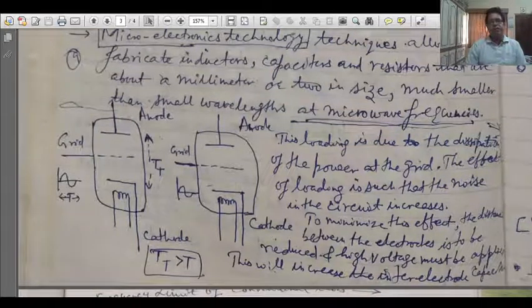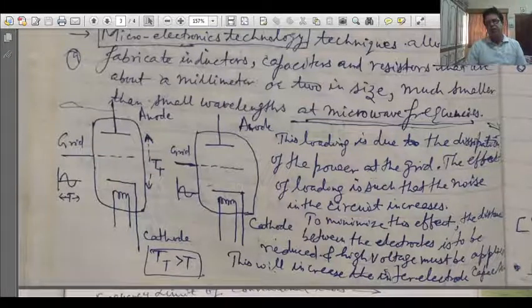We can understand from the figure that this is a triode, with anode, grid, and cathode. A simple example is shown here. This loading is due to dissipation of power at the grid.